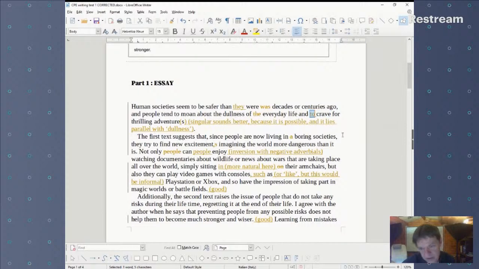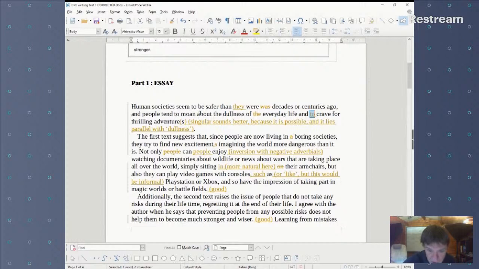If you put the to in front of it, it makes it very clear that you've got a list of to plus infinitive phrases. Yeah, they tend to moan about the dullness of everyday life, number one, and to crave for thrilling adventure, number two. So it's much clearer that you've got a list of to verb phrases, and if you don't put that to in there, it might sound like life and crave, and we don't want it to.